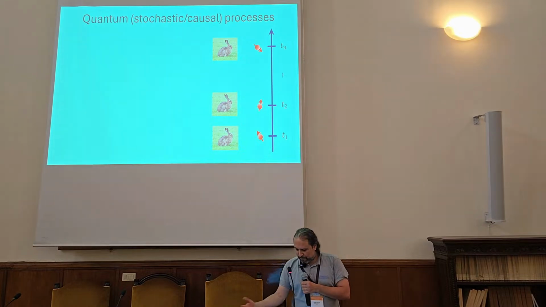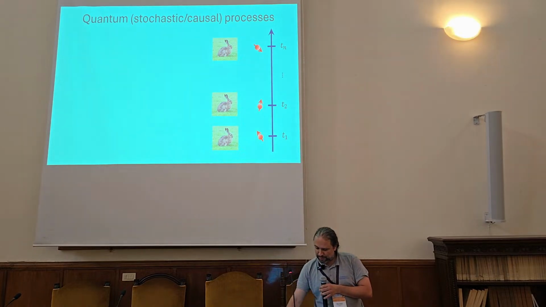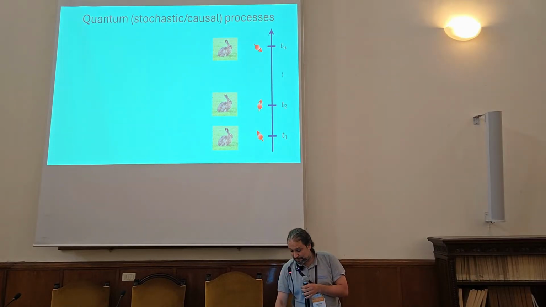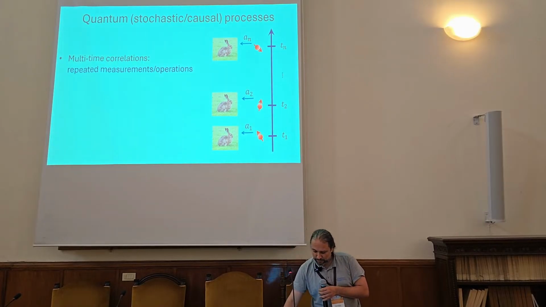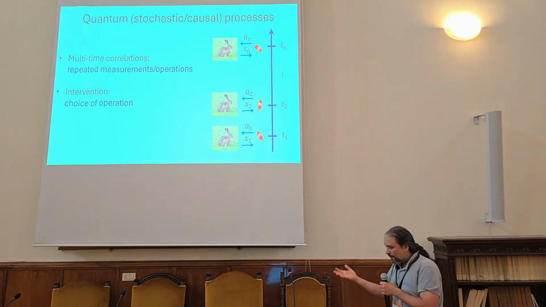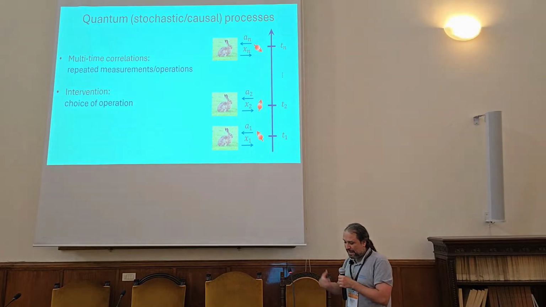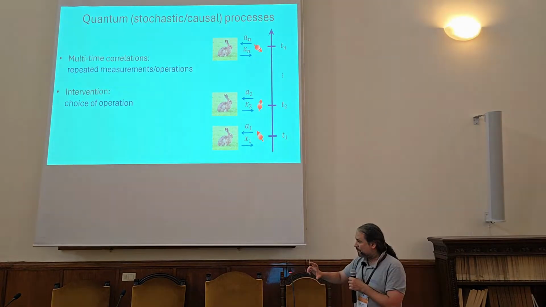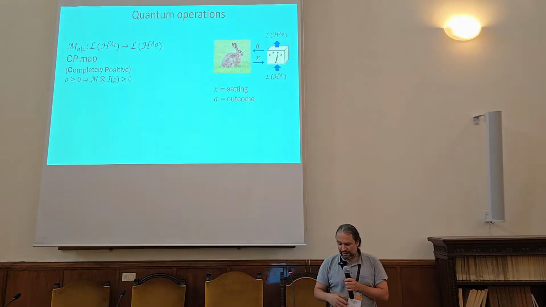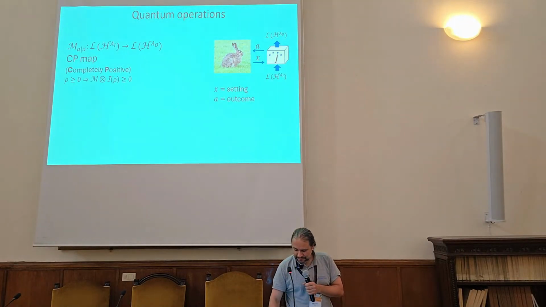So, with all this insight, we can introduce quantum stochastic processes, which maybe we should call causal. Essentially, we have to take into account multi-time correlations and intervention. As we said, in quantum physics, as soon as you talk about multi-time correlations, you naturally also talk about intervention, because you have to specify the choice of operation you make. Operations are described as completely positive maps, as usual.